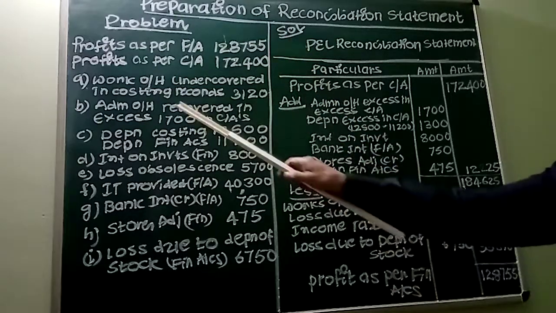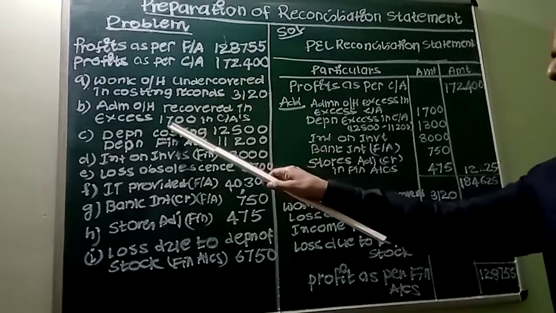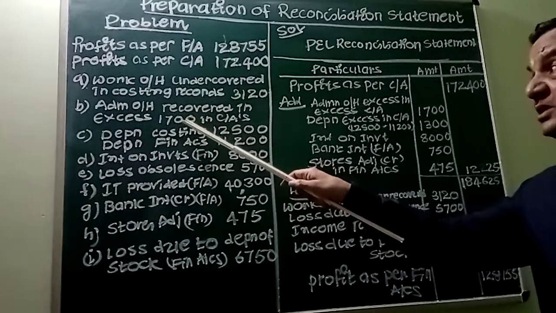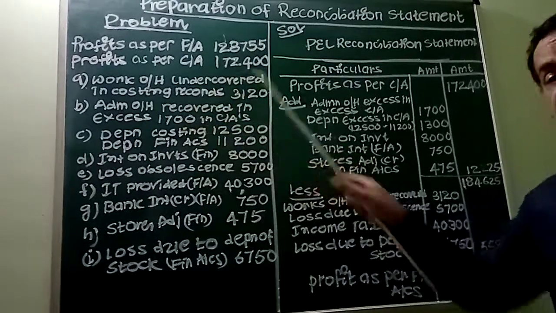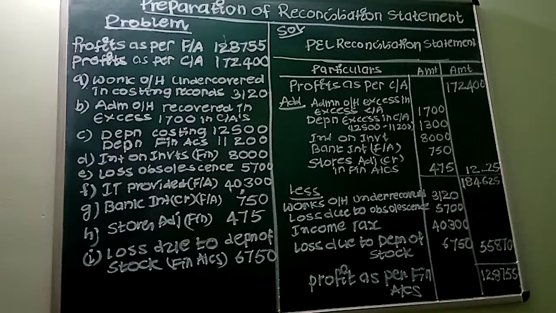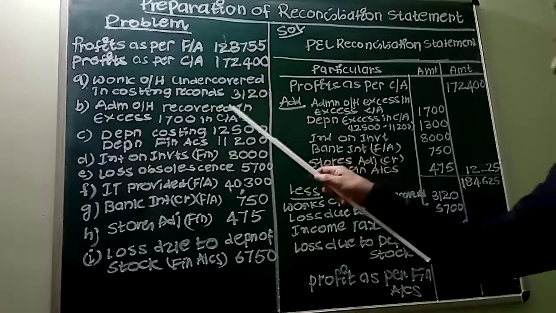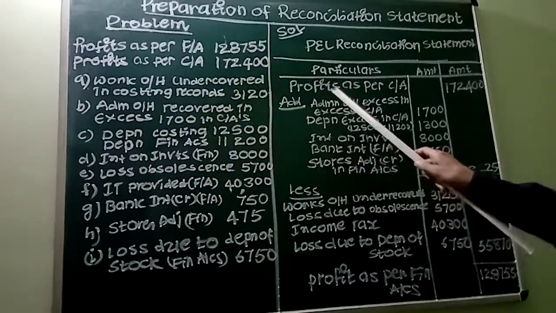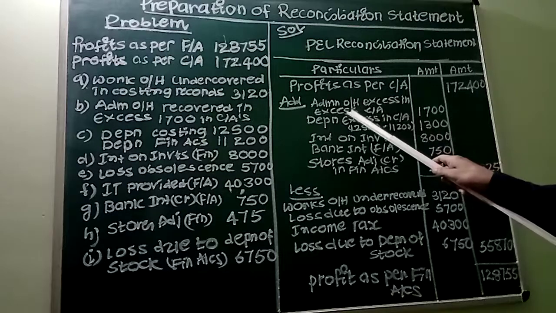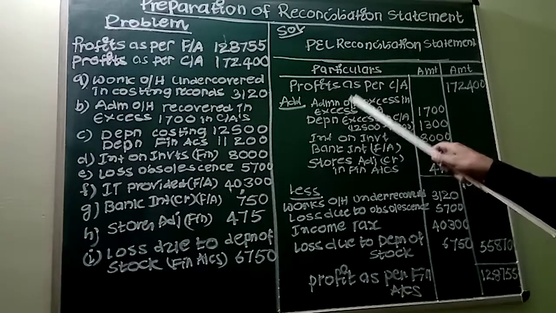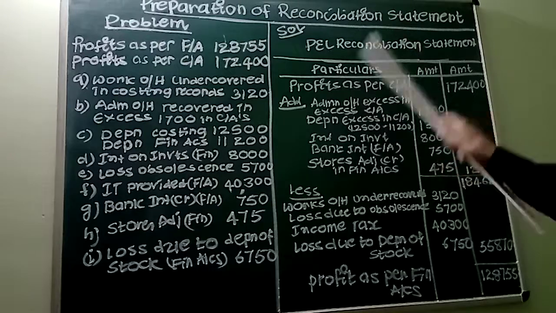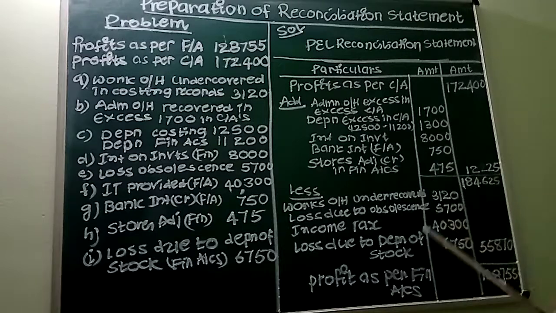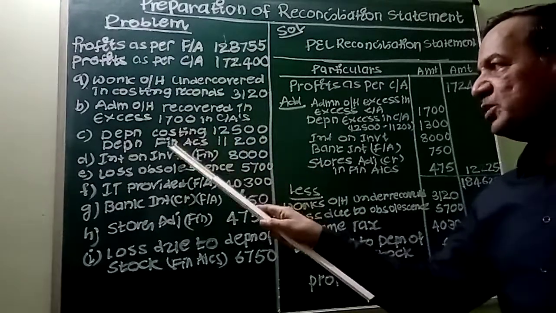Coming to the second item, administration overhead recovered in excess, 1,700 in cost accounts. See, this is more. The administration overhead is more in costing, which means it is less in financial accounts. Less expenditure means more profit. When the profit increases, here also you must increase: administration overhead excess in cost accounts, or administration overhead charged less in financial accounts. So I have taken this 1,700 rupees here. It's very important.